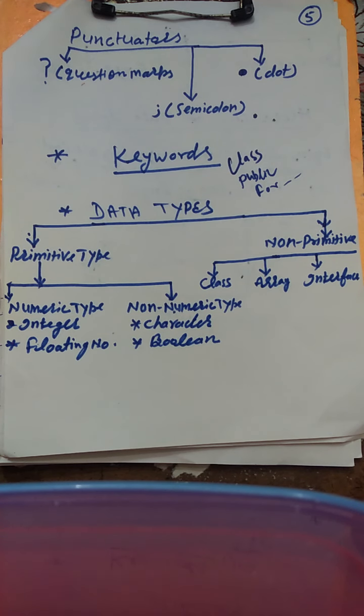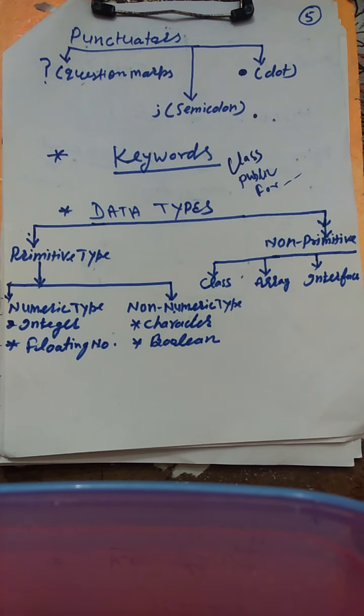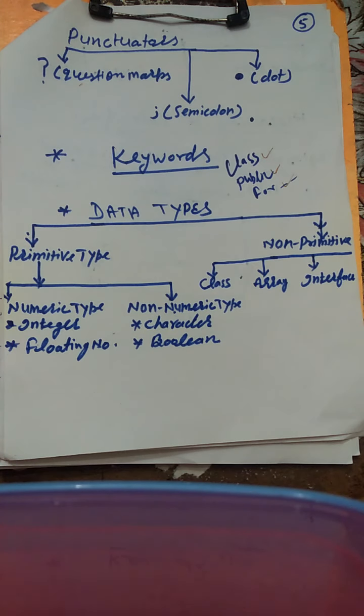Now next, keywords. What is a keyword? Keywords are the reserved words. This is the main point. Keywords are reserved words which are pre-reserved by the system and carry a special meaning for the system compiler. Examples are class, public, for, like this.